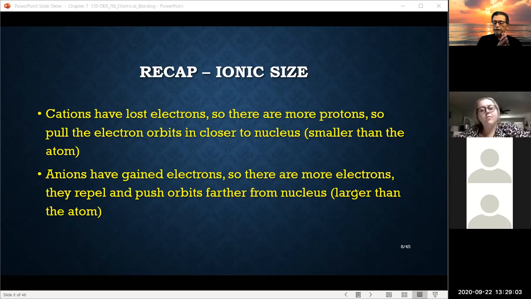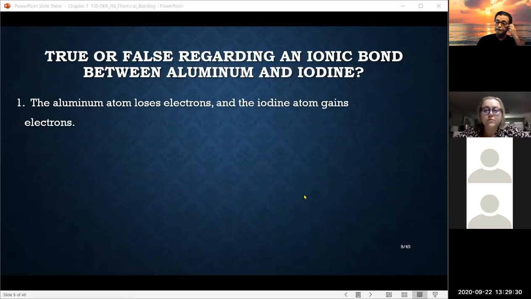The anions, by picking up electrons, now have more electrons: 1 electron, 2 electrons, or even 3 electrons, depending on the ion. Since the negatives repel each other, they push the orbit further away. Therefore, the diameter of the anion, compared to the element it started out from, is much bigger. Just like the size.